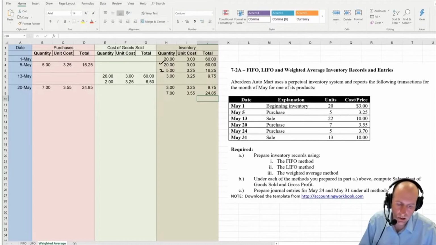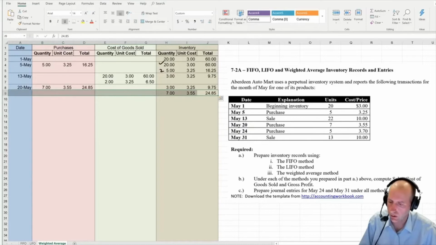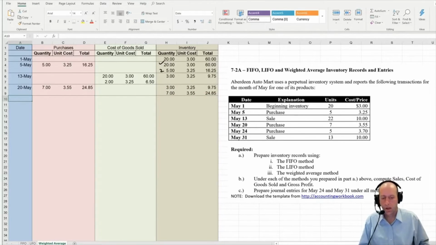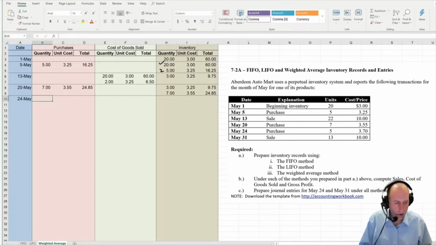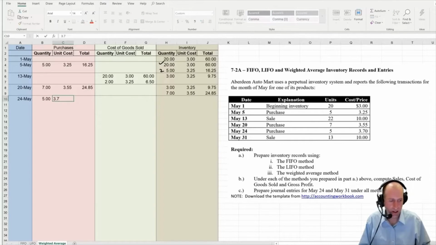Again, don't attempt to total this. Don't attempt a subtotal or anything. Just say, okay, that's what I've got. I have 10 units in total, 3 at $3.25 and 7 at $3.55. On May 24th, we make another purchase. We purchase 5 for $3.70.